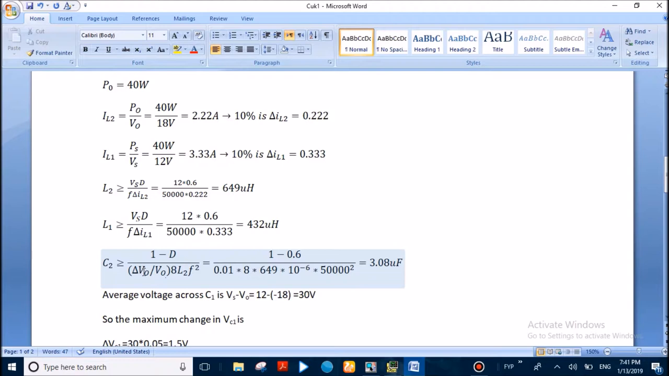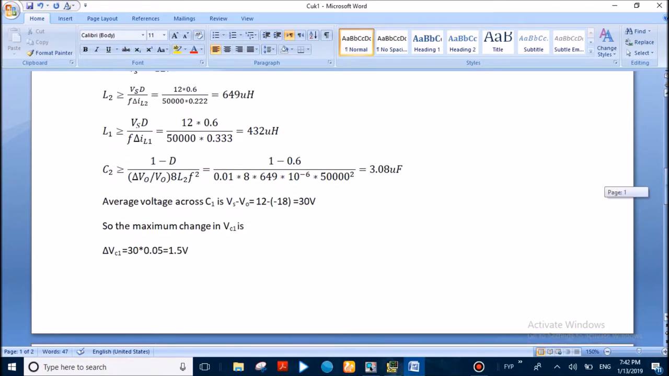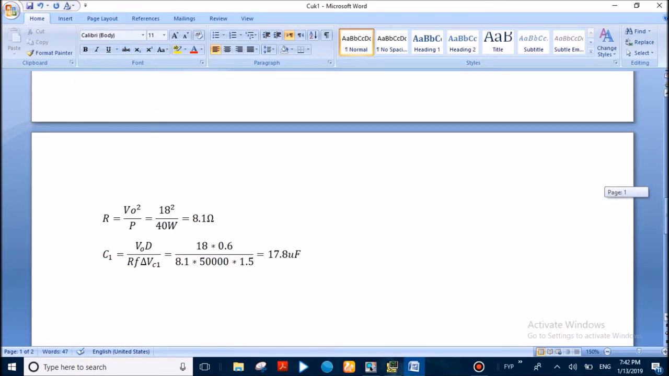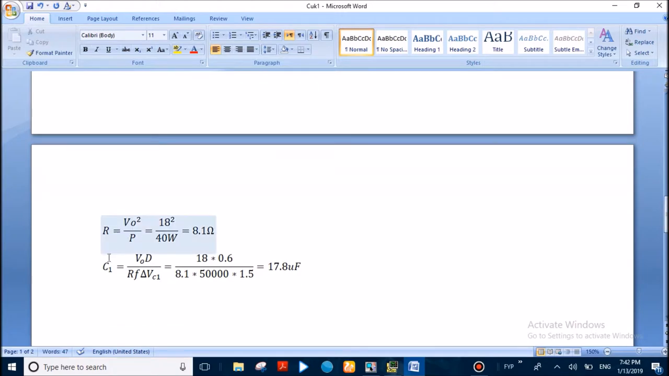The average voltage across the capacitor is found out by V1 minus Vs minus V0, because energy is stored in capacitor C1. So it will be 30 volt, and we are restricting our voltage ripple for the capacitor to 0.05. It is not the same as that one. So this change in voltage determines the capacitor value, and the resistance of the load is calculated by this. That is V0 square by P. Power is basically V0 square by R, from where R is calculated. And that's all for the circuit.